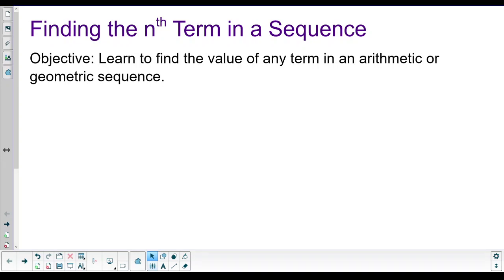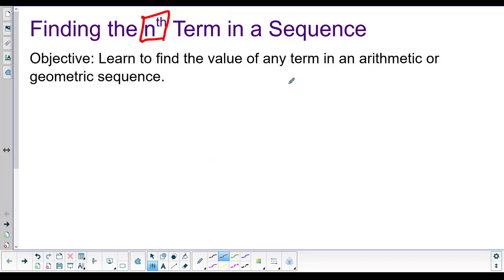We are going to talk about finding the nth term in a sequence today. And I am excited about this one. I love finding the nth term. And you're probably going to ask, what the heck is the nth term? What do you mean the nth term, Barton? Just give me a number. We'll talk about it. So we've got to clarify what this nth term thing is.